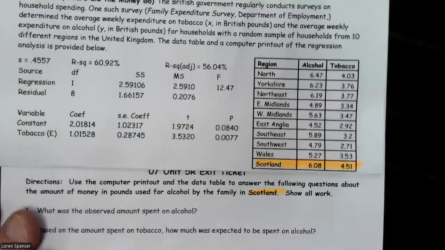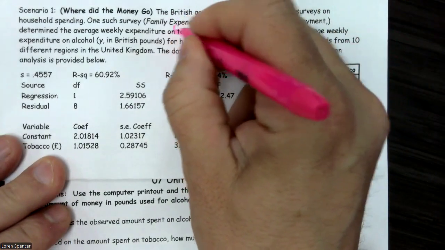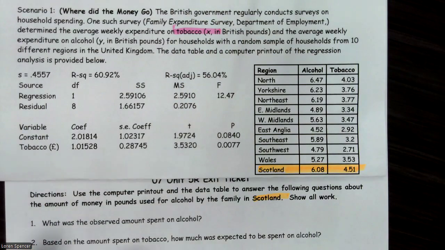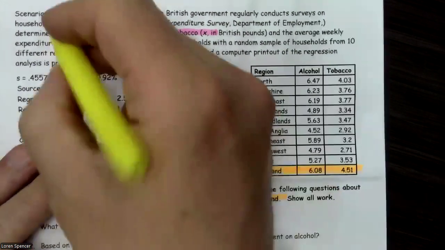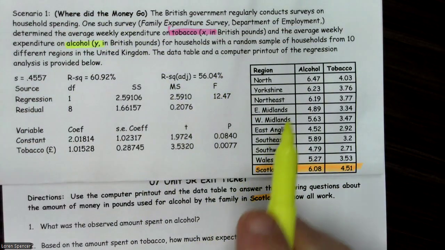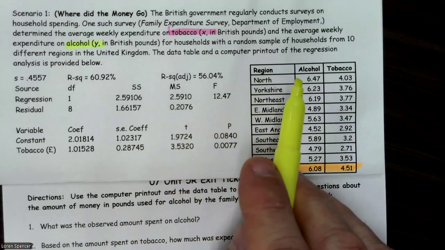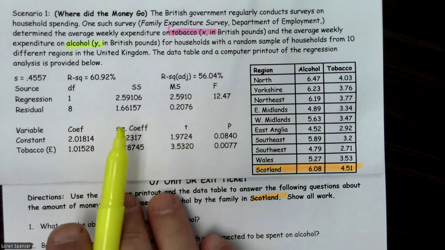So let's read our scenario. Where did the money go? The British government regularly conducts surveys on household spending. One such survey determined the average weekly expenditure on tobacco, which happens to be our X, and the average expenditure on alcohol, which happens to be our Y, for households with a random sample from 10 different regions in the United Kingdom. The data table and computer printout of the regression are provided below.